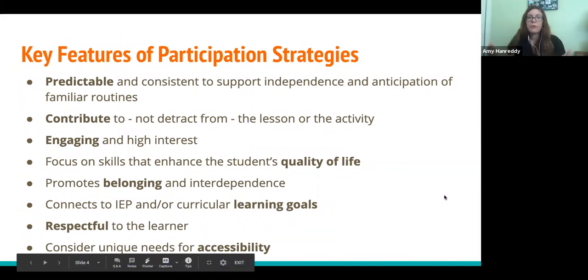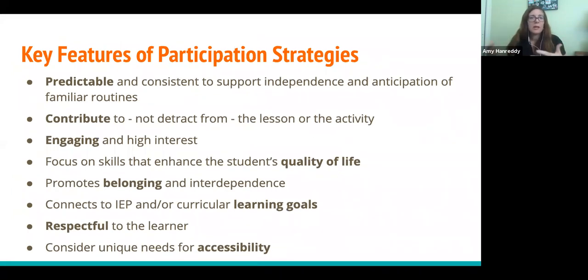So just a few features that we want to look for in designing participation strategies for these students. One, we want to make sure that they're predictable so that students and their caregivers can anticipate how they will participate and when they'll participate. They should contribute to the whole class lesson or activity and not take away from it.